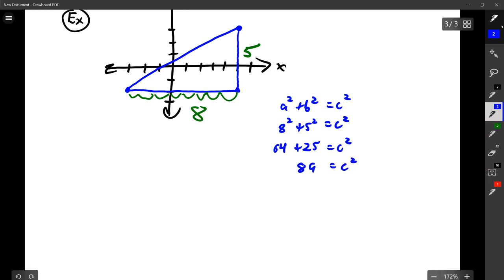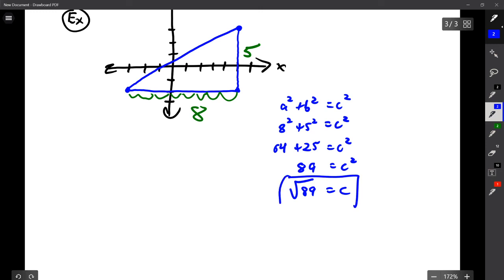89 equals c squared. It's not going to be divisible by 4, or 2 squared. 89, definitely not divisible by 4. The next perfect square up is 9, and it's not divisible by 9. Then I can check 16. It's not divisible by 16. If it's not divisible by 4, it's not going to be divisible by 16. It's not divisible by 25, that's for sure. And the next one up would be 36. It's not going to be divisible by 36. So I have root 89 equals c.